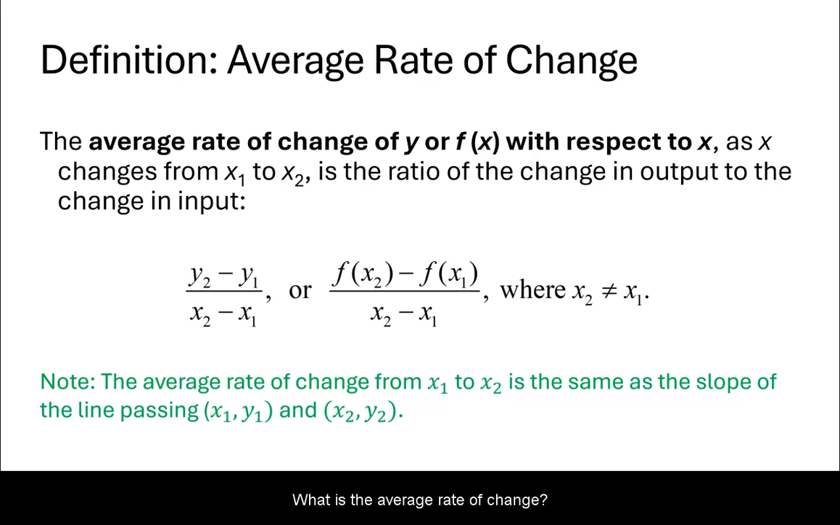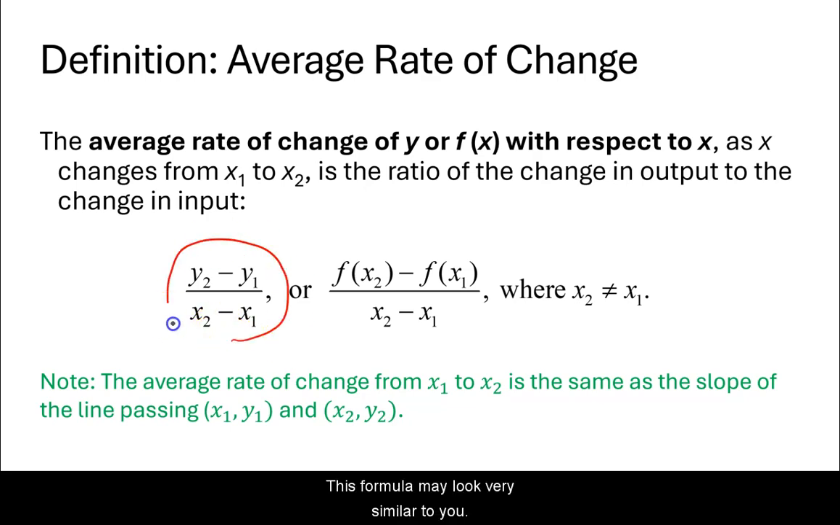What is the average rate of change? The average rate of change of y with respect to x, as x changes from x1 to x2, is the change in the y divided by the change in the x values. So it's y2 minus y1 over x2 minus x1. This formula may look very similar to you.